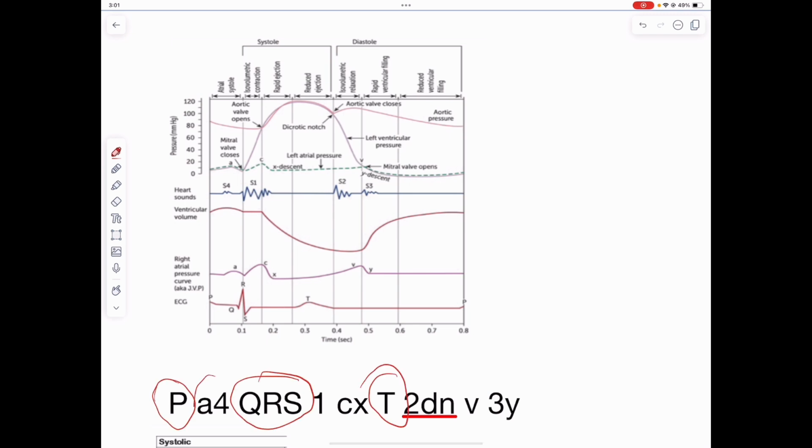Now in this diagram, remember that there are P waves, then QRS, then T waves. Between P and QRS, we have the fourth heart sound, and between QRS and T we have the first heart sound, and that is the C wave. That is what we will see in JVP, and then we have X descent and V wave, Y descent. That is the third heart sound wave. This is the second sound wave.